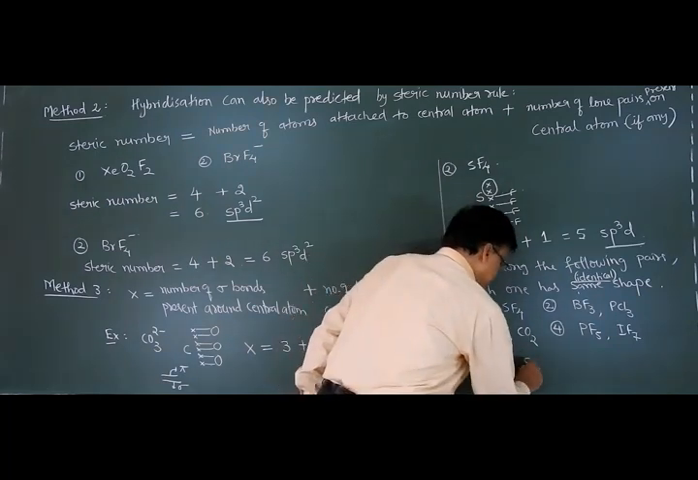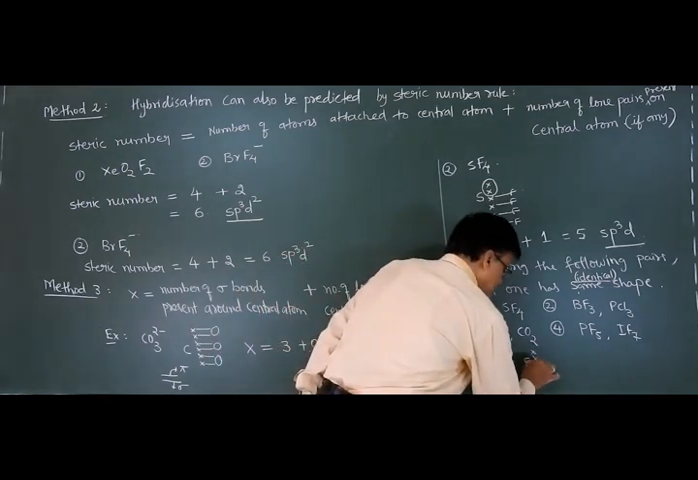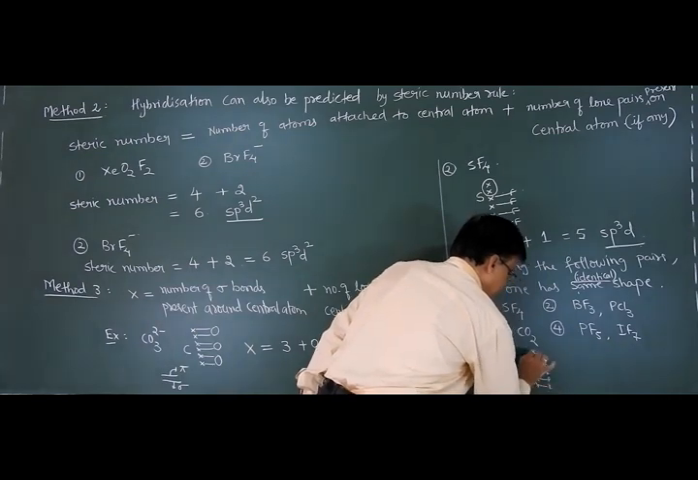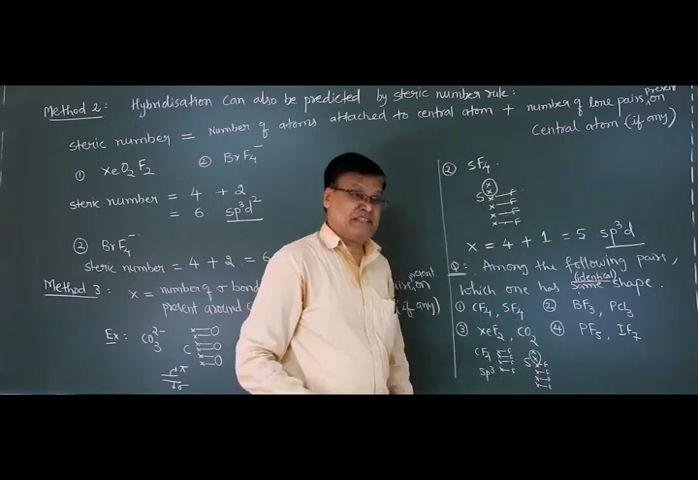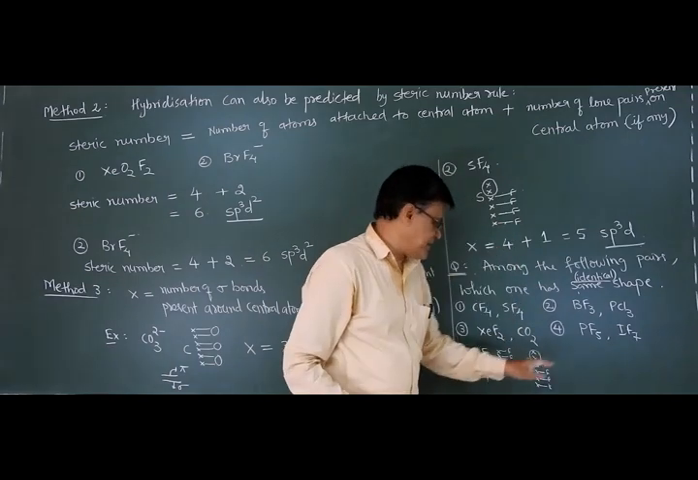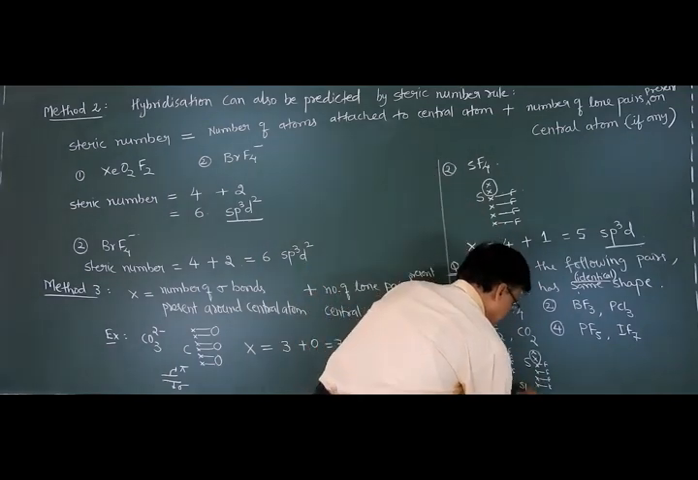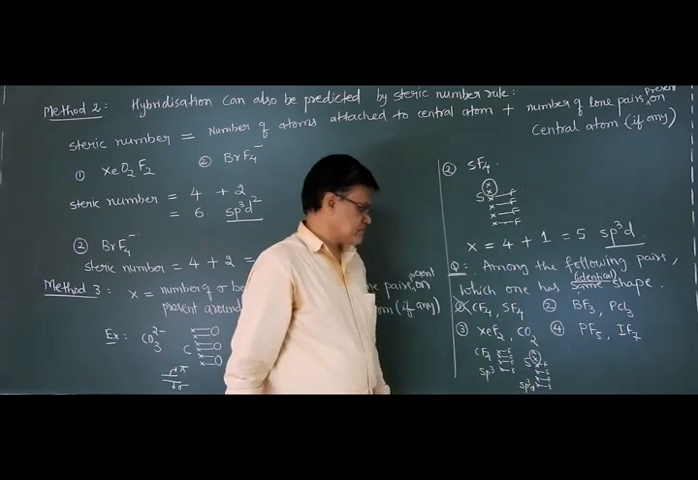Take SF4. Sulfur has 6 electrons, and there are 4 fluorines. Here one lone pair. 4 plus 1 is 5, and 5 means sp3d. Same shape means shapes should be same. Here sp3, here sp3d. They are not identical shapes. First option is incorrect.